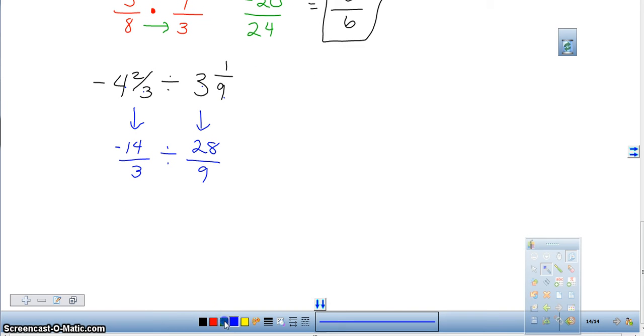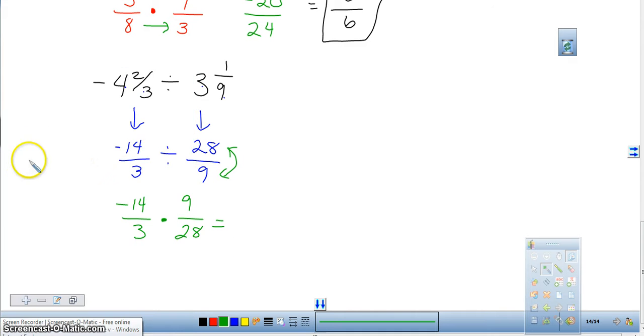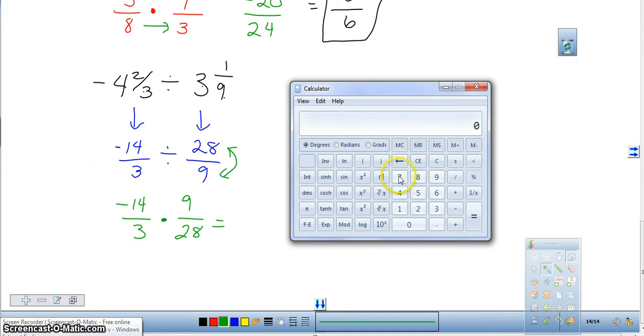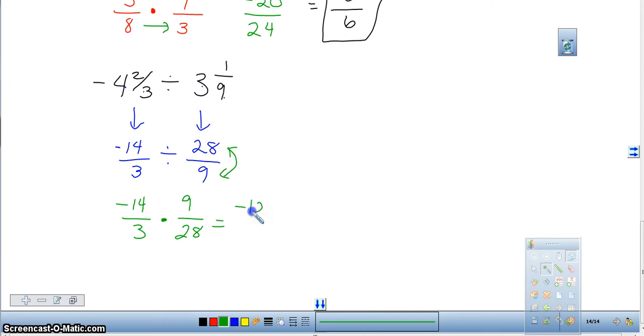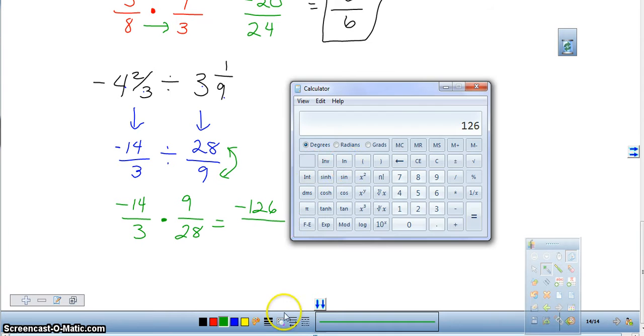Now, I gotta go one more step. I'm gonna keep the first one, so -14 over 3 times, if I flip this one around, I would get 9 over 28. And then I gotta figure out what that equals. So, 14 times 9 is 126, but it's going to be negative 126 over 28 times 3 is 84.